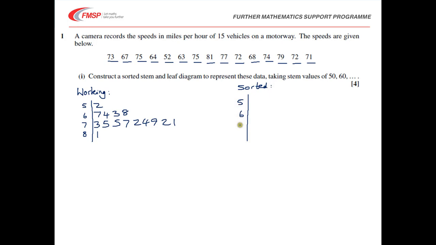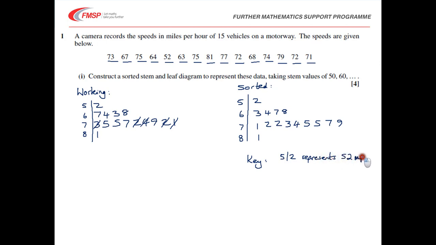5, 6, 7, 8, 52. You can just read off the 6 ones. 3, 4, 7, 8. And then taking care with the 7s. There's a 1. There are 2 2s. A 3. A 4. And then you can probably just read the rest off. 5, 5, 7, 9. Making sure they're evenly spaced. And remembering to put a key at the bottom. 5, 2 represents 52 miles per hour. And then put a line through the one that you don't want them to mark.